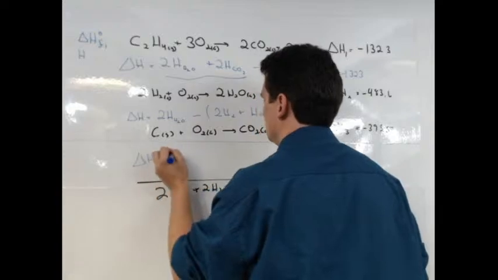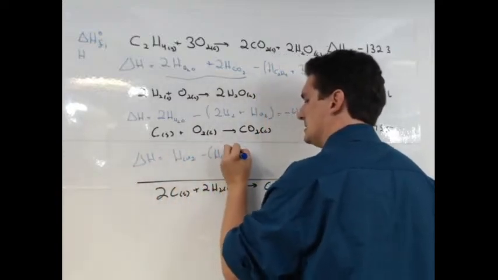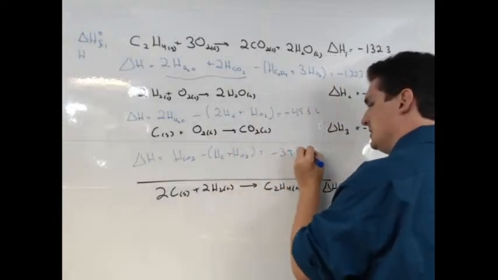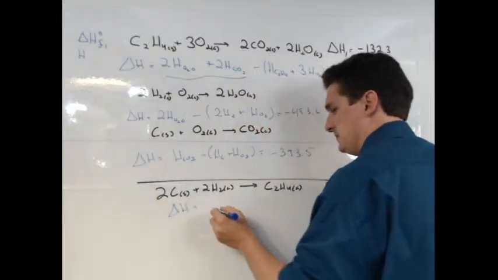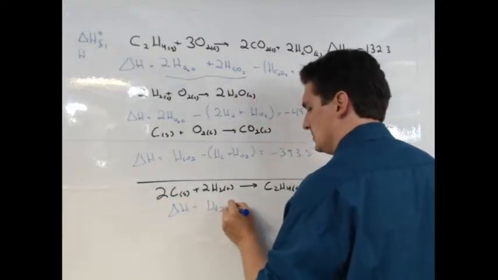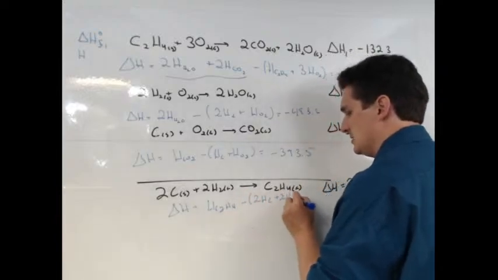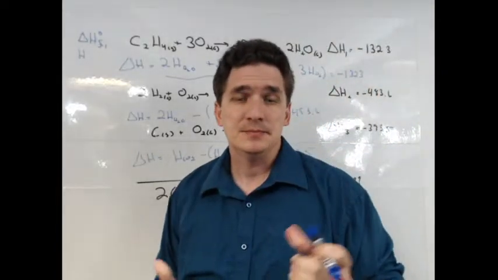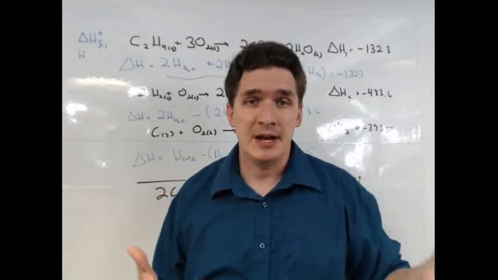Delta H here is the enthalpy of CO2 minus the enthalpy of carbon plus the enthalpy of O2, which equals minus 393.5. And for the last reaction, which is the one we want to solve, the delta H is the enthalpy of C2H4 minus twice the enthalpy of carbon plus twice the enthalpy of H2. So that's your first step: just write out the Hess's law expression for each reaction.